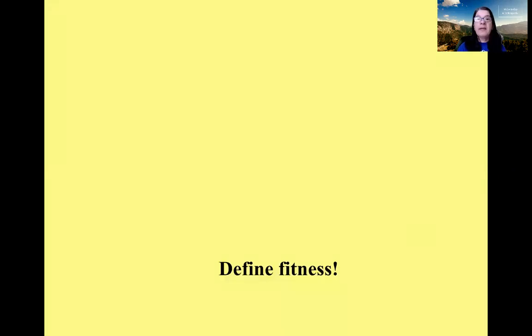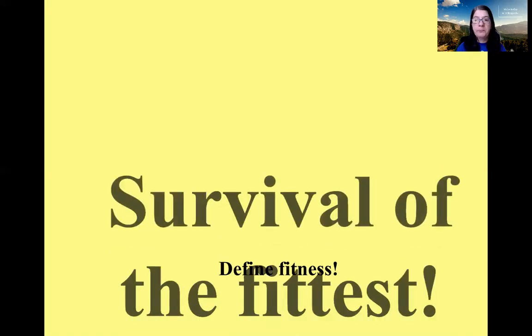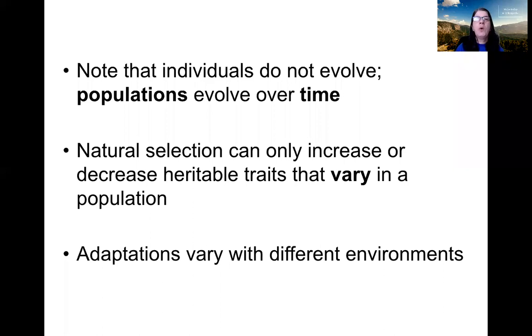Okay, define fitness. We talked about fitness in Unit 3. Fitness is what? The ability of an organism to survive and reproduce. Survive and reproduce. Survival on its own is not sufficient. You need to reproduce, and you need to reproduce successfully. Okay, so again, I'm going to stress this again and again. Individuals do not evolve. It is the populations that evolve over time. And the other thing that is important to remember here is that natural selection can only increase or decrease heritable traits that vary in a population.